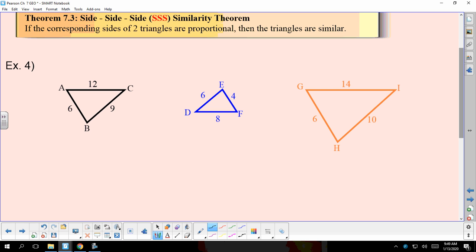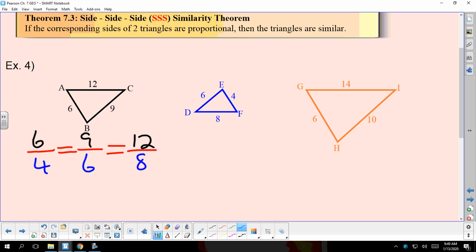We wanted to determine which of the triangles are similar. So let's go ahead and create an extended ratio between them. Let's do ABC and DEF first. Remember how we go ahead and do that. What we're going to do is this black one, smallest to biggest on top, 6, 9, 12. And then this one, smallest to biggest on bottom, 4, 6, 8.